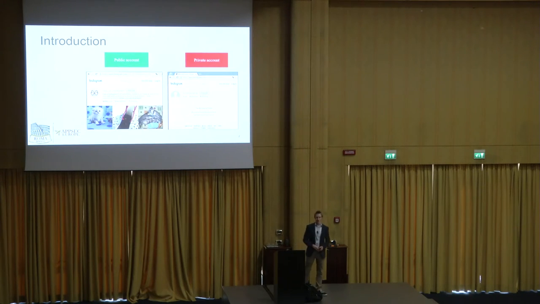What do you need to know about Instagram? Basically, it's a very simple application. You can upload pictures, and you can share them with either the world if you have a public account, so the pictures are publicly available, or only with your friends that you have to allow if you have a private account. So that's the authorization model. It's extremely simple.